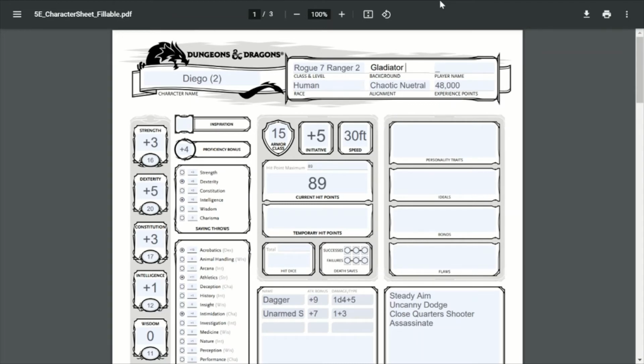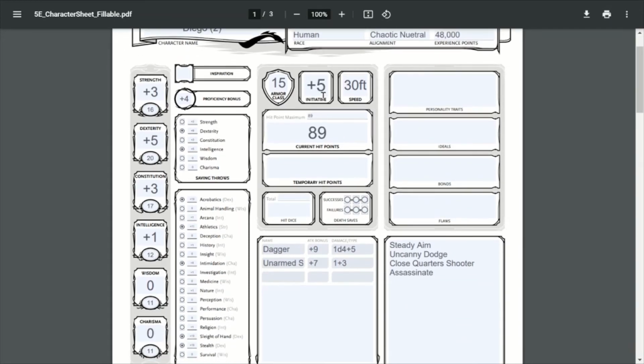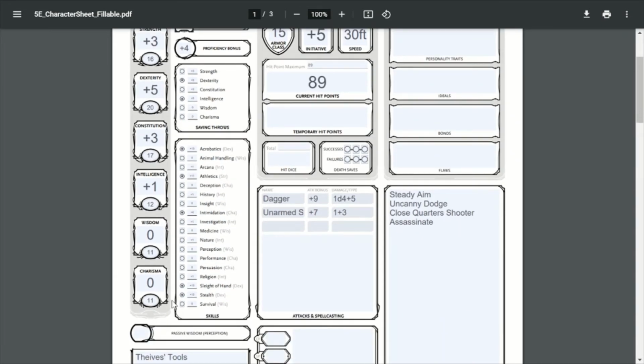He had 48,000 experience points to be a level 9 character, 7 levels in Rogue, 2 levels in Ranger. Human, obviously, and Chaotic Neutral I felt fit the alignment. Now, 20 Dexterity, the max that you can have, 16 Strength, 17 Constitution, 12 Intelligence, 11 Wisdom, and 11 Charisma. And there's the skills. He mostly uses daggers, sometimes he punches, but it's relying on strength, so it's not the best. The dagger is +9, it does a good amount of damage.